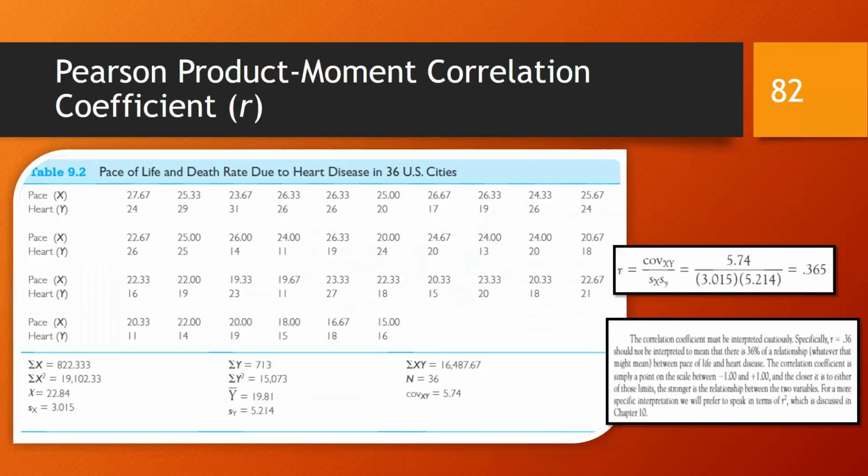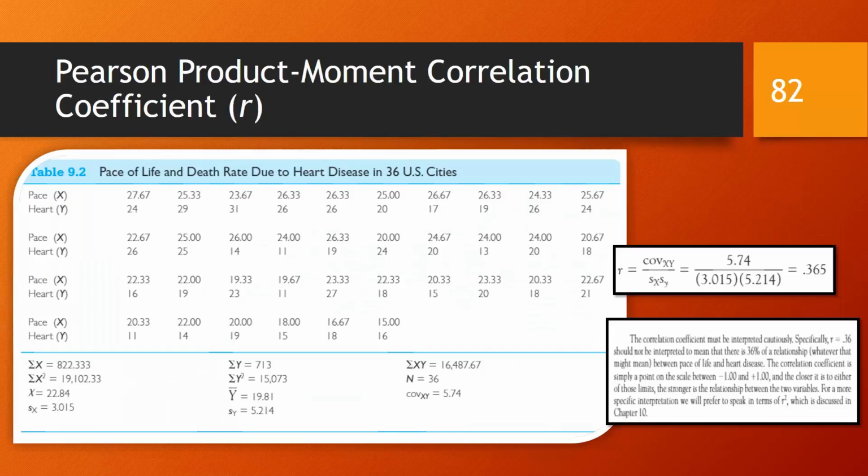Take a look at the book. See Table 9.2. As we look at the data, we compute each of the components that we will need for our formula to calculate the Pearson product moment correlation coefficient. The covariance between two variables can be calculated as n times the summation of all products between x and y values, minus the summation of all x multiplied by the summation of all y's. In this case, that equals 5.74.